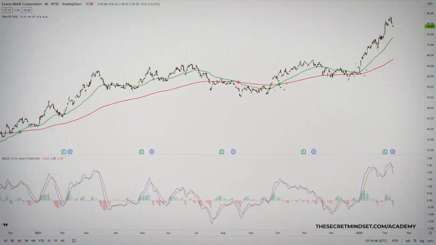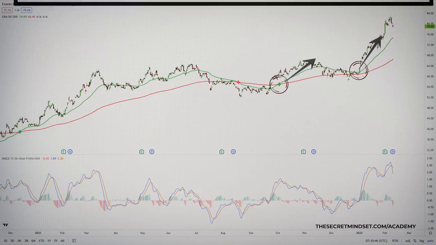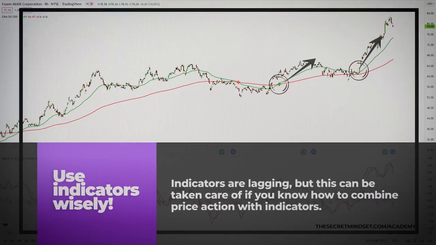The truth is that traders who make all of their decisions using indicators will always be late in reacting to changes in the market. But in this age of algo trading and expert advisors, indicators cannot be completely ignored. The most common issue is that they are lagging, but this can be taken care of if you know how to combine price action with indicators.